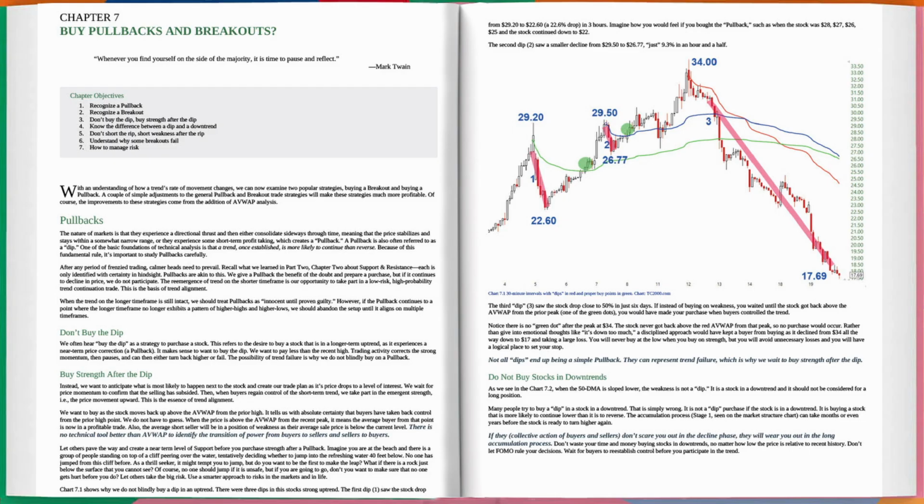It is not a dip purchase if the stock is in a downtrend. It is buying a stock that is more likely to continue lower than it is to reverse. The accumulation process, stage 1, seen on the market structure chart, can take months or even years before the stock is ready to turn higher again. If the collective action of buyers and sellers doesn't scare you out in the decline phase, they will wear you out in the long accumulation process.